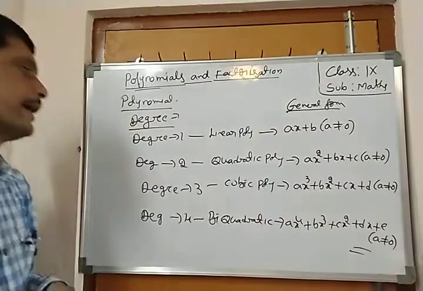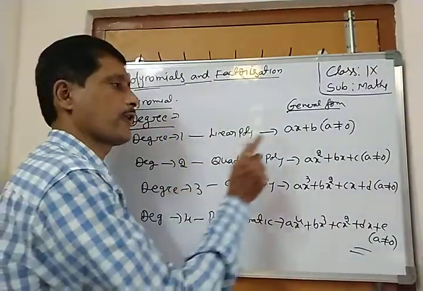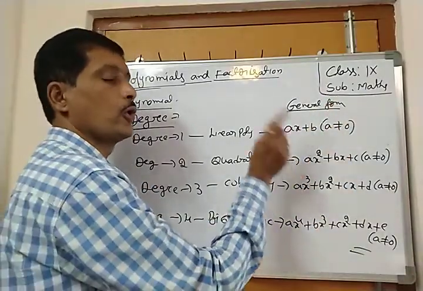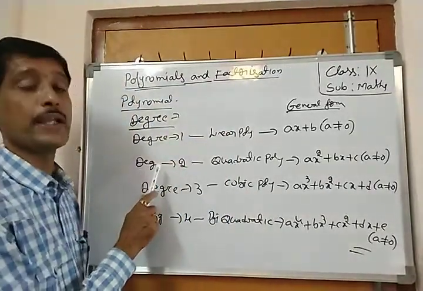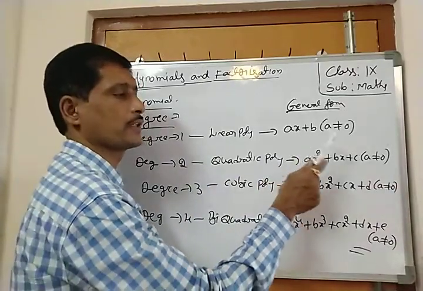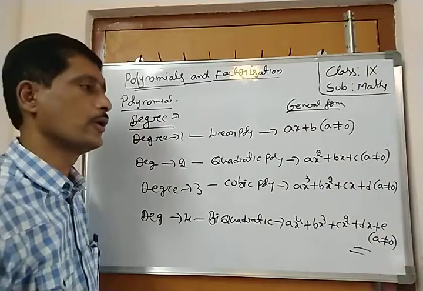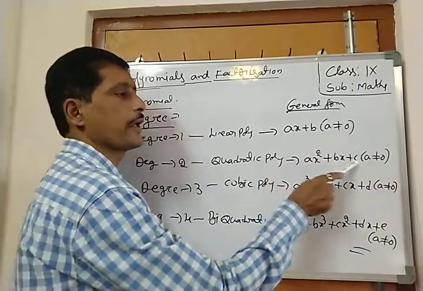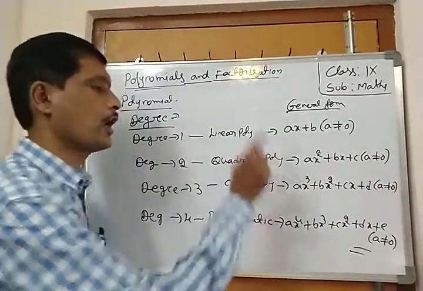Here see, degree 1, that is a linear polynomial, general form is ax plus b where a not equal to 0. Suppose a equal to 0, that is only a constant polynomial, not a linear polynomial. Here degree is 2, that is a quadratic polynomial, general form is ax square plus bx plus c where a not equal to 0. Suppose a equal to 0, this term is 0, remaining is bx plus c, that is again converted into a linear polynomial.